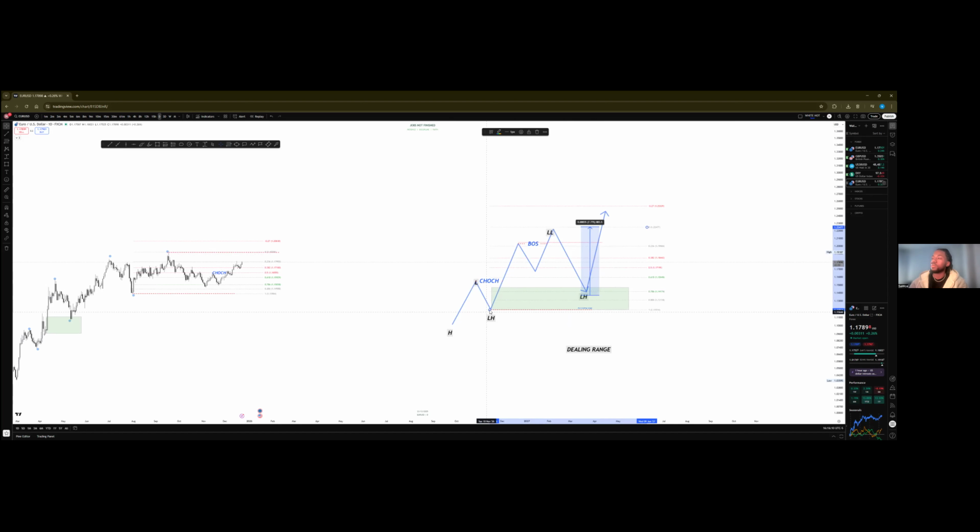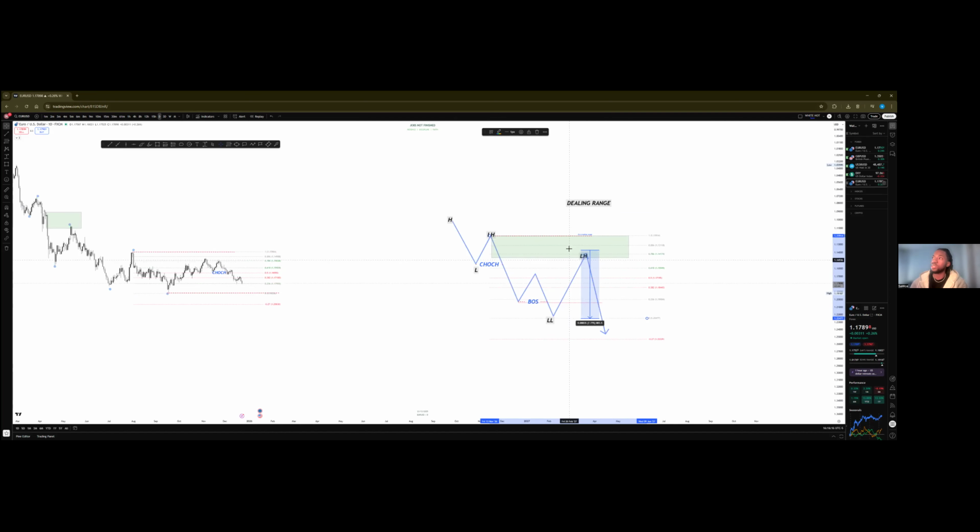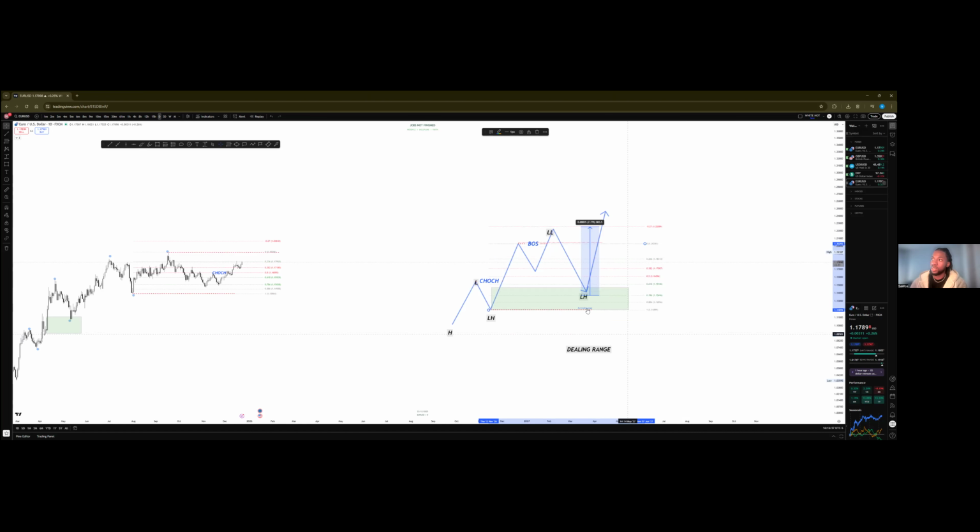As we've said, when you're looking for a sell, this is what you call a premium within your dealing range. Remember, it's all within the dealing range. The discount is when you're looking for a buy. So when you're looking for a sell, you sell from the premium. When you're looking for a buy, you buy from the discount.